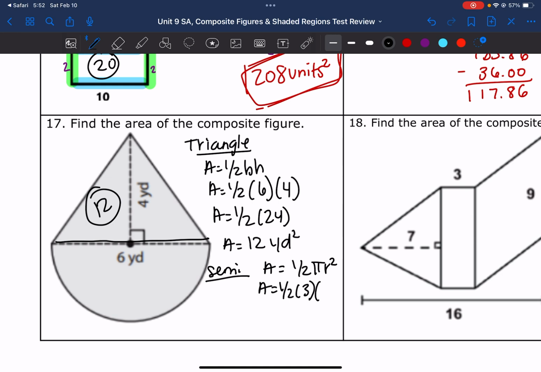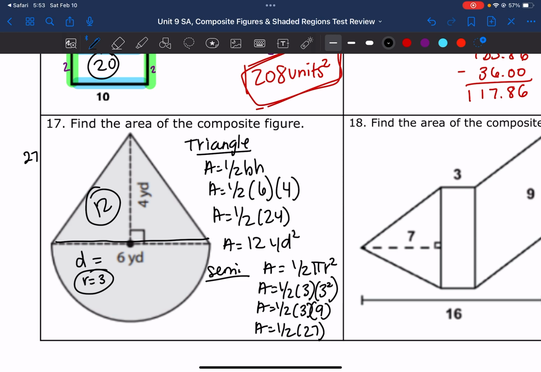Okay, radius, remember this right here is diameter. Radius is going to be 1/2 of 6, so that's 3. Okay, 3 squared. I know that 3 squared means 3 times 3, so that is 9. And I know that 9 times 3 is going to be 27. Now all I have to do is divide 27 by 2.